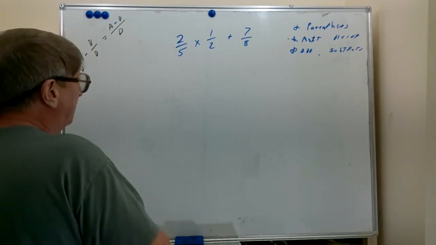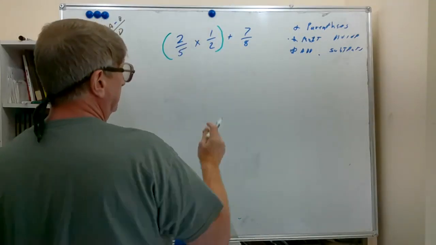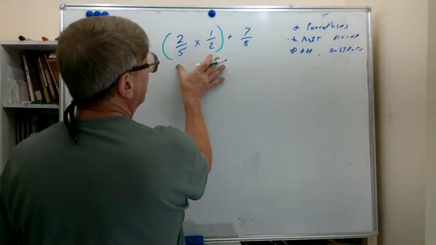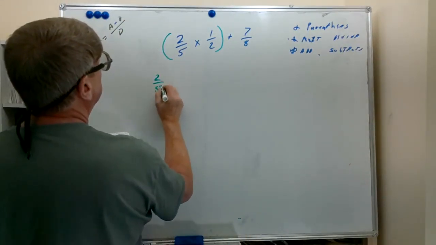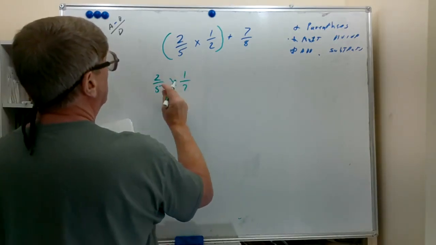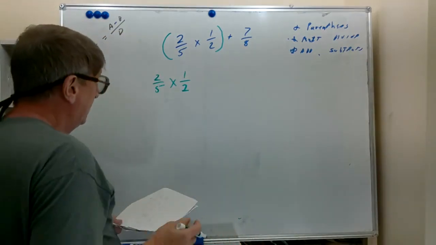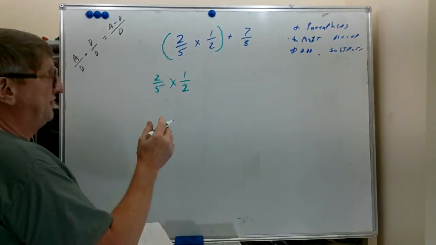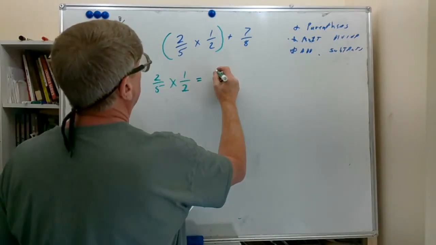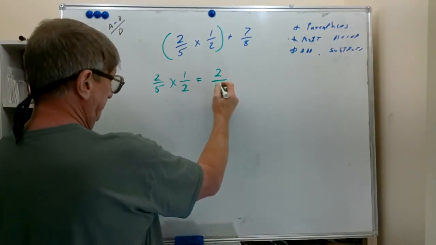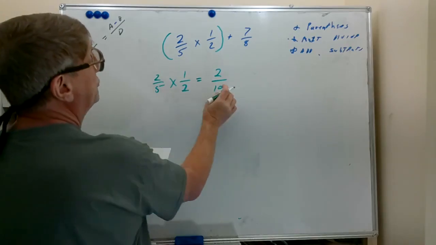Now this is not a required step, but to help remind us, I'm going to put a couple parentheses here. Not required, but it might help remind us that we have to do this first. So let's do that. 2/5 times 1/2. And remember, for multiplying fractions, we multiply the numerators, multiply the denominators. So that ends up being 2 times 1 is 2 over 10. So this 2/5 times 1/2 equals 2/10.